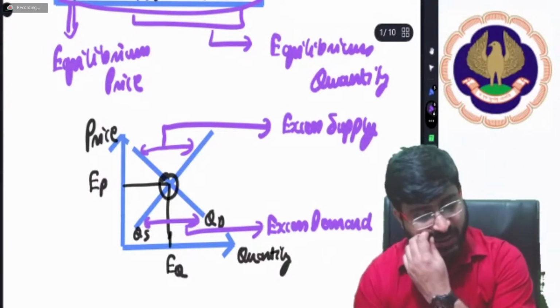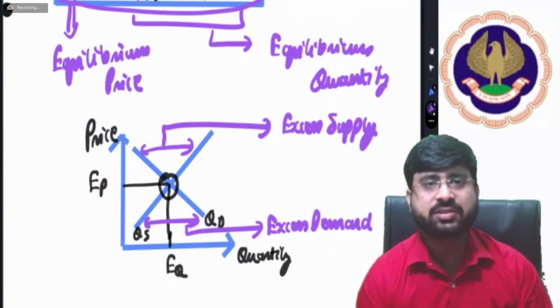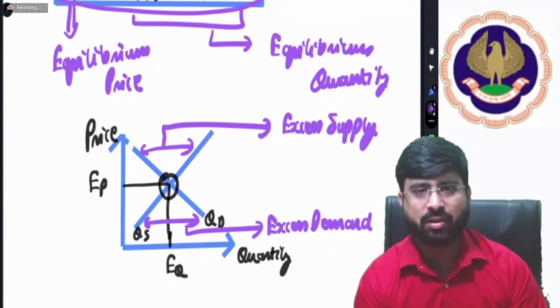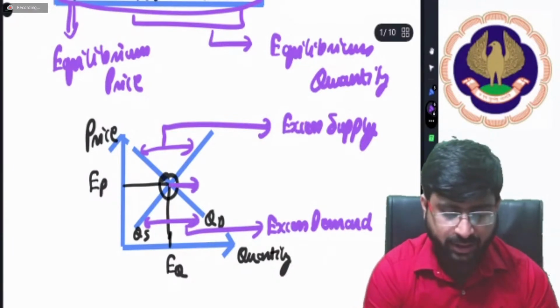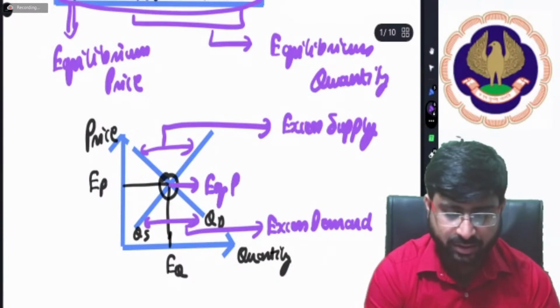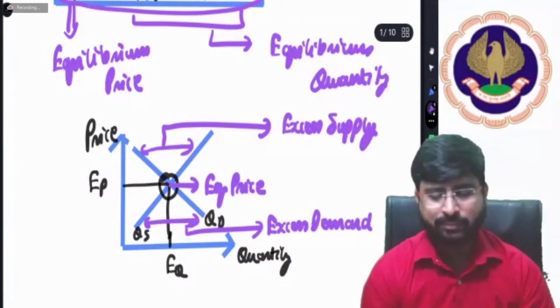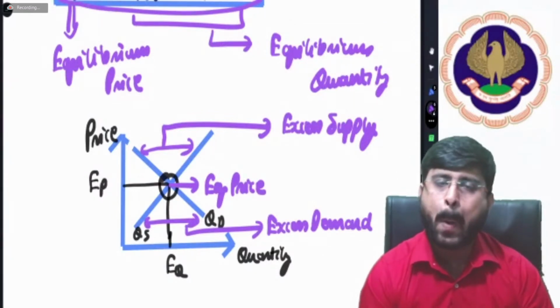While I'm at it, excess demand is here and excess supply is here. You must remember this is the equilibrium price level.